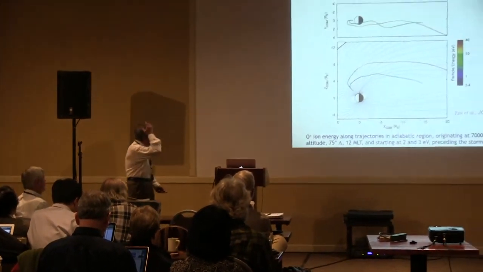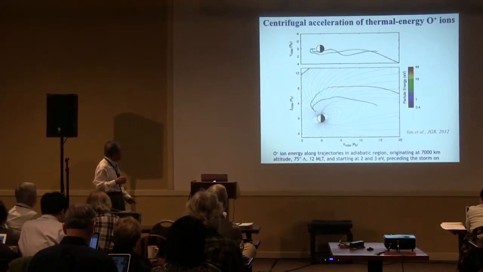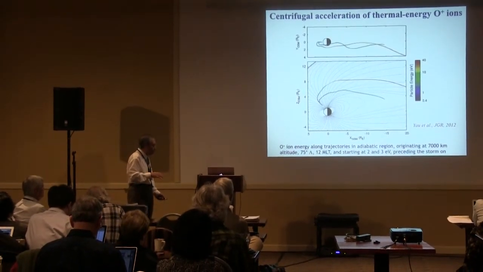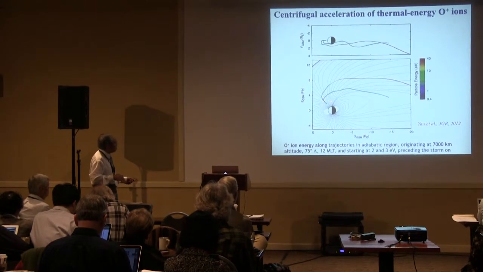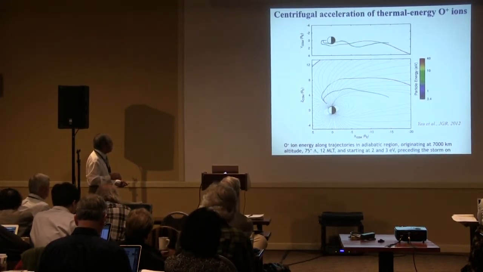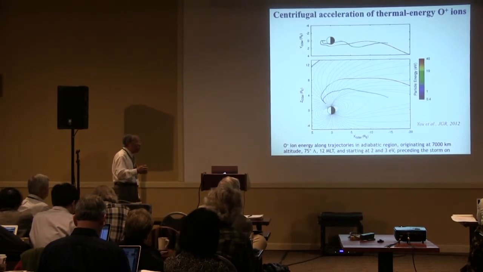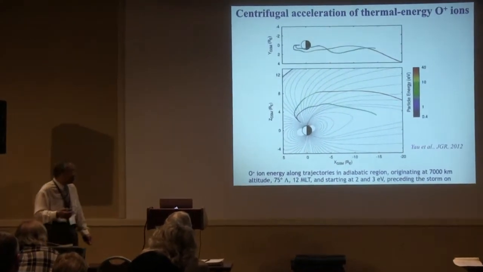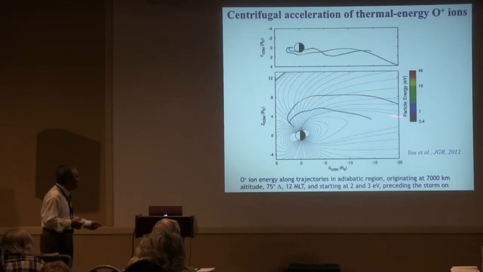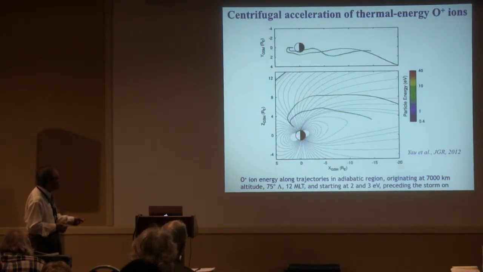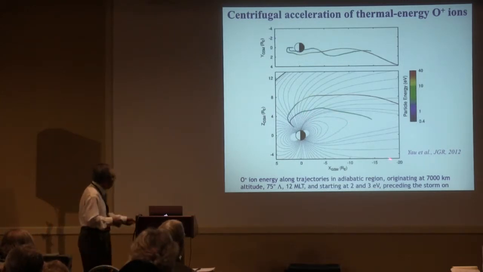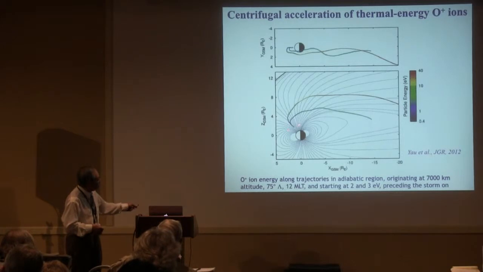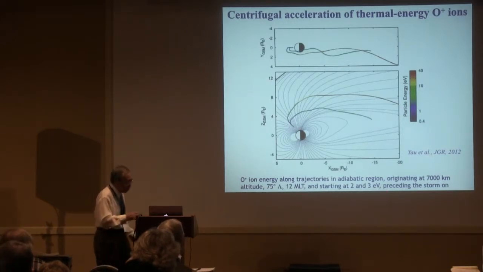Okay, good. Now, I'm going to speed up and mention that I talked about the fact that the observed oxygen ions at 1 RE don't quite have enough energy to escape. However, they do have enough energy to get to a high altitude where the effect of centrifugal acceleration starts to take hold and to dominate over gravitation. And this is an example of a simulation showing how such ions can get energized sufficiently so that they can reach all the way to the magnetosphere. In this case, for ions starting at 2 eV and 3 eV at 7,000 kilometers.